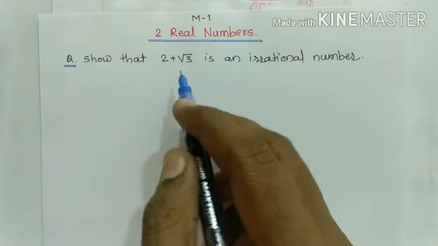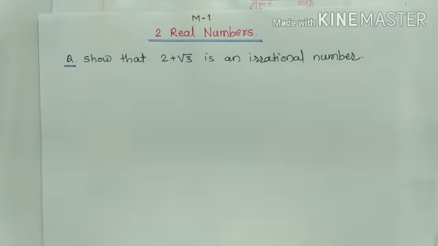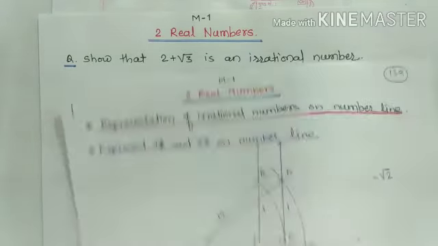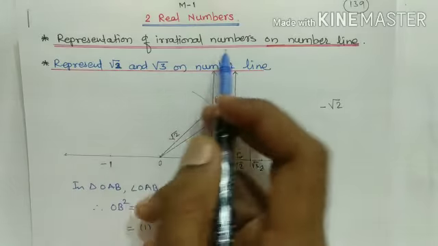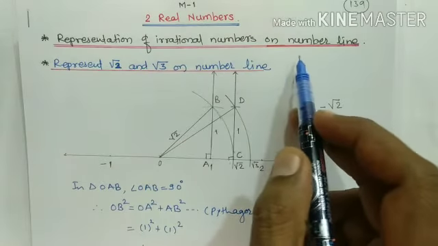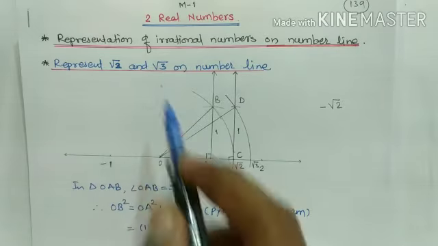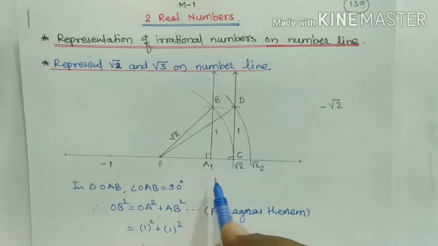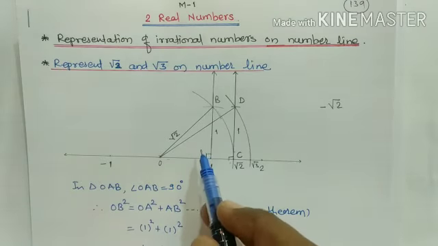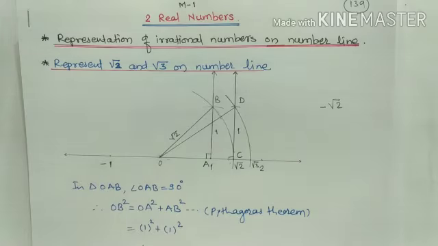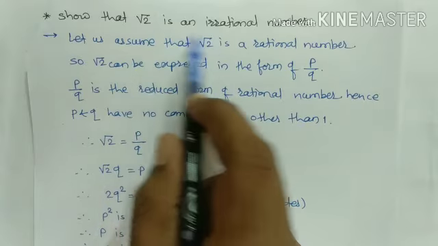Before starting to study the new concepts, we just recall what we studied in the previous video. In the previous video, we already studied the representation of irrational numbers on the number line. In that, we represented root 2 and root 3, the irrational numbers, on the number line. I hope you do the practice of it. Then we also studied the proof that root 2 is an irrational number.